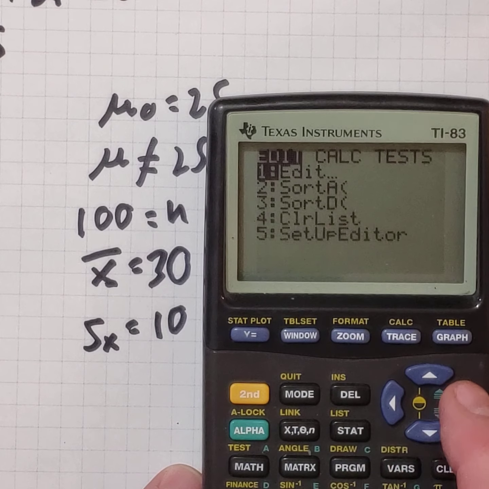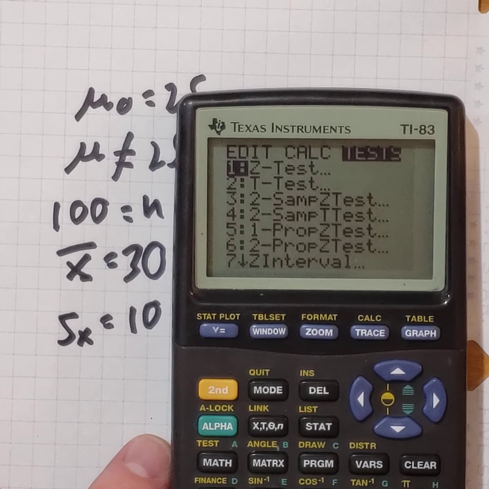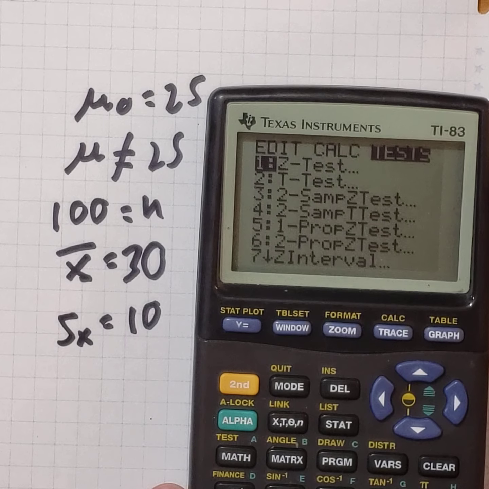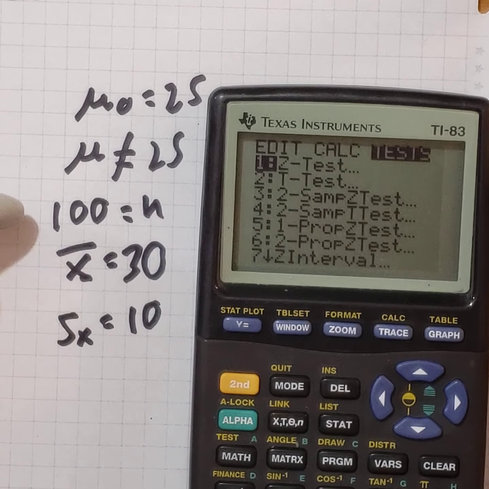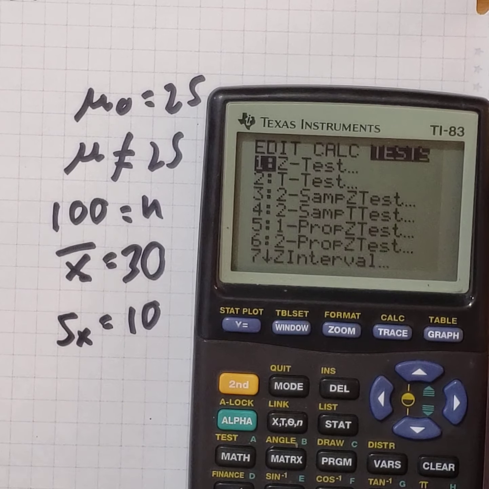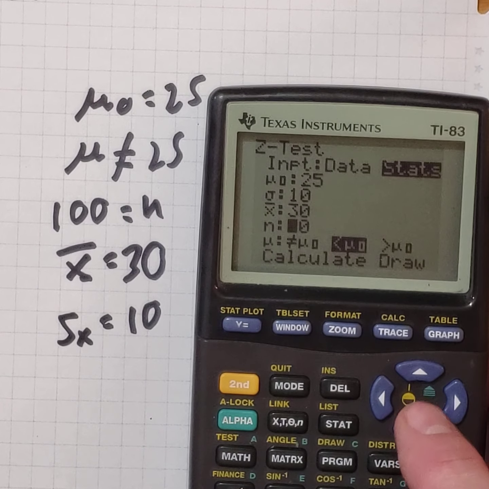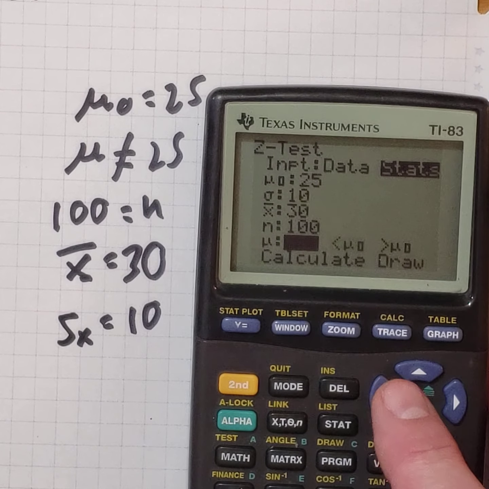So we go to stat, over to test. Is this going to be Z or T? Yes, that's right. It's going to be Z. Even though I don't know the standard deviation of the population, I do have enough people. My sample is greater than 30, so I can use Z-test here. And the number we're looking at is 25. The standard deviation is 10. The average of my sample is 30. The number in my sample is 100. And I am trying to show not equal.